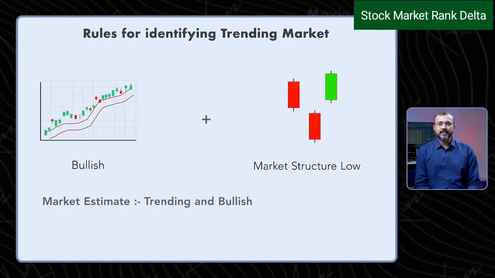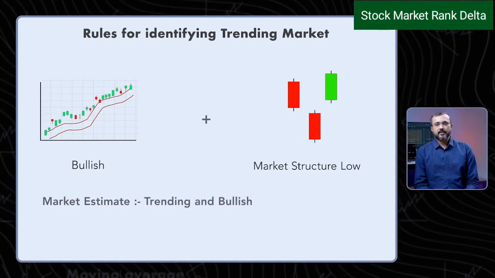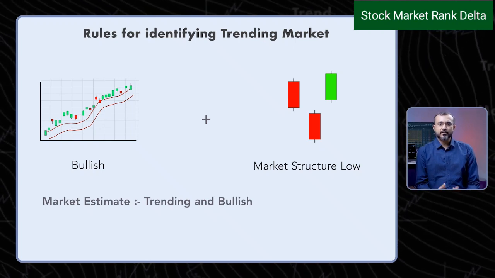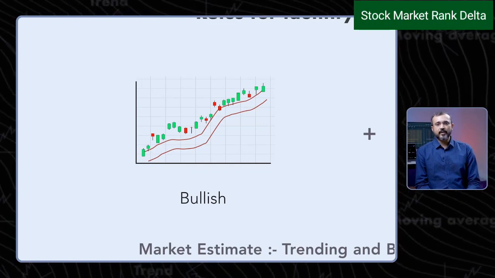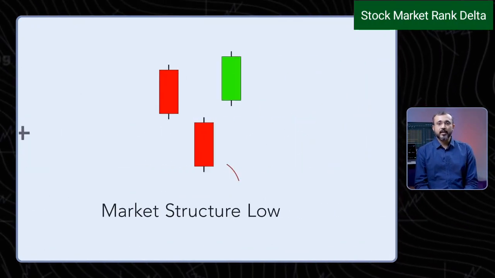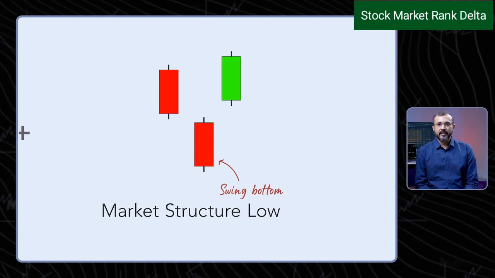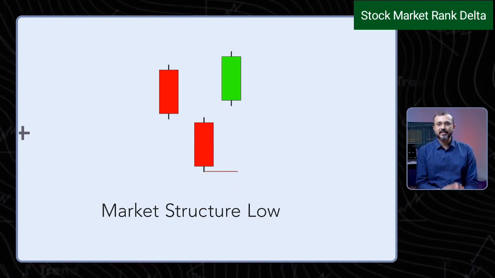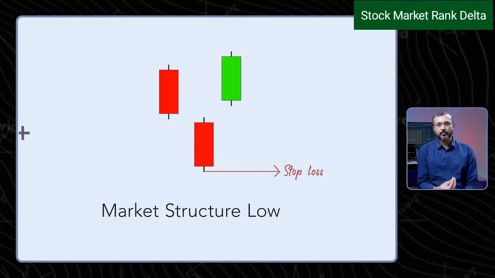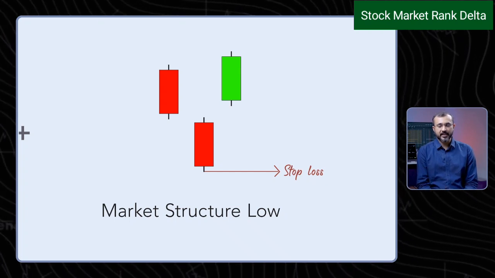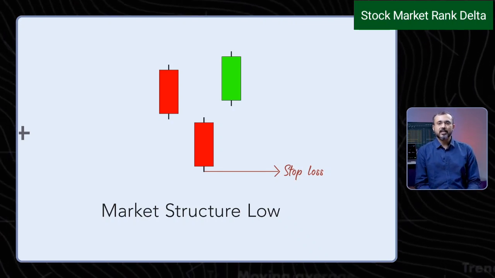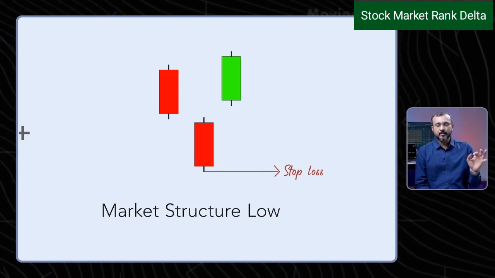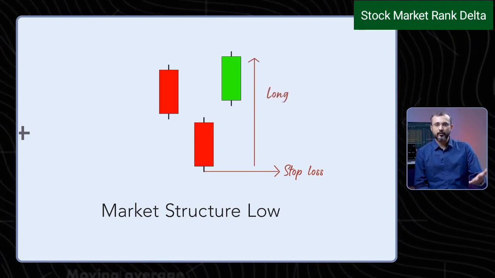Based on our understanding of trending markets, it becomes very easy for us to participate in the market. Whenever the trend is bullish, price is trading above the moving average, and a market structure low is formed, we know it's a swing bottom. When we know it's a bottom, we can place the stop loss at the lowest point of the second candle, which is the bearish candle, or in the last three candles forming the market structure low, the lowest point of that structure becomes our stop loss, and we can go long from there.